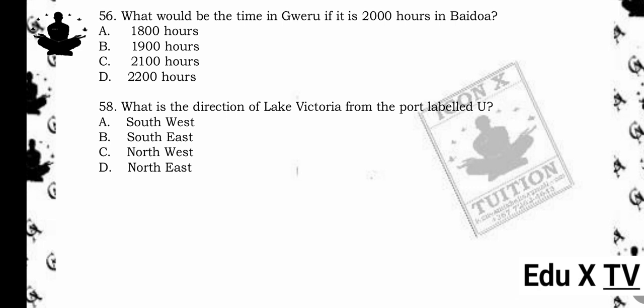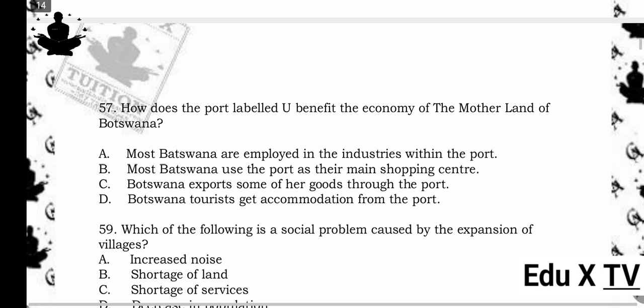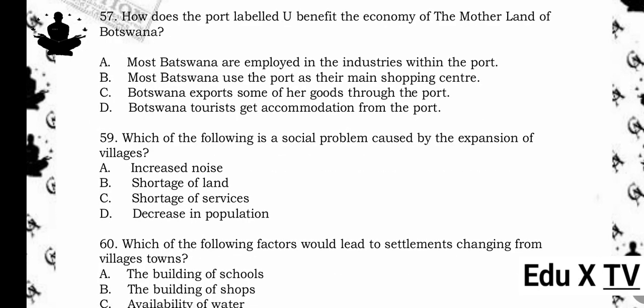57. What is the direction of Lake Victoria from the port labeled U? A, southwest. B, southeast. C, northwest. D, northeast. The answer is D, northeast. Reason being, on the map, Lake Victoria is located to the northeast of port U.